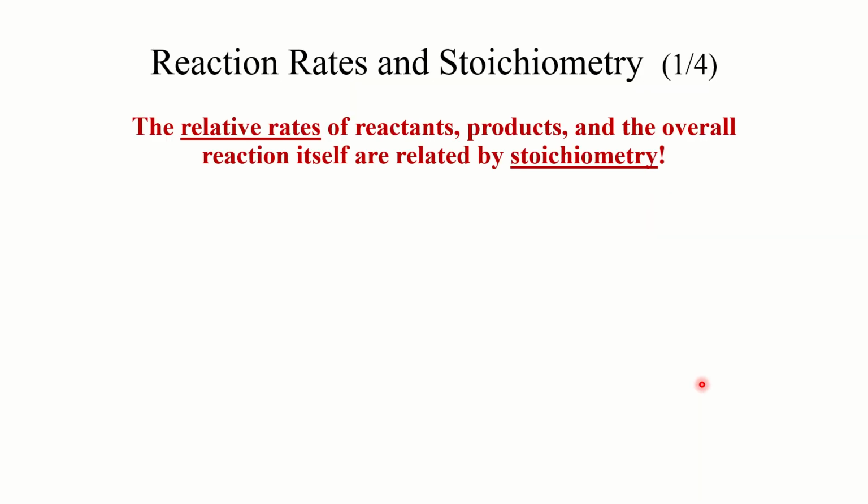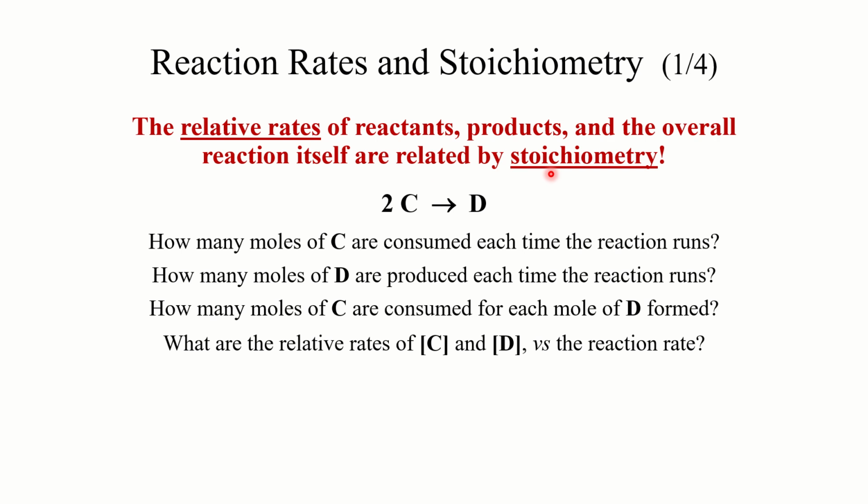All right, so let's look at this a little further. Again, one more time, the relative rates of reactants, products, and the overall reaction itself are related by stoichiometry. So if we had the generic expression 2C forms D, questions here are how many moles of C are consumed each time the reaction runs?